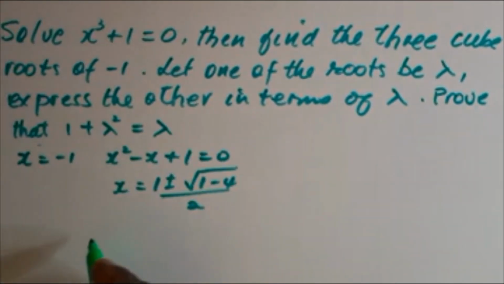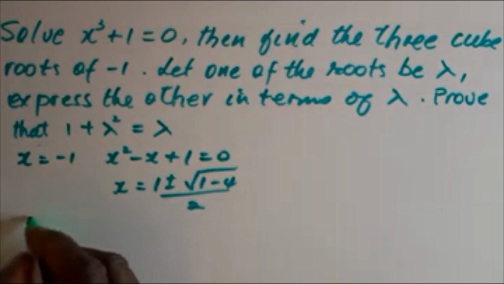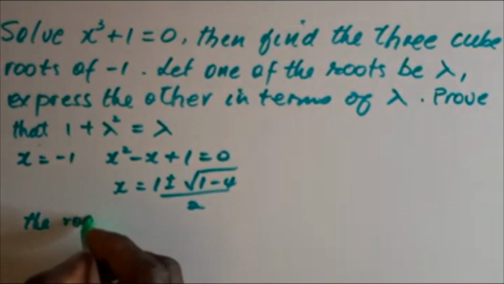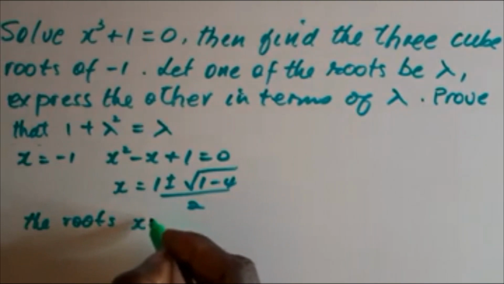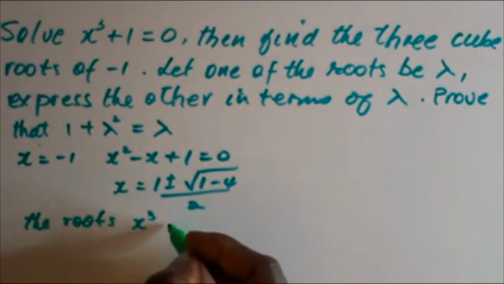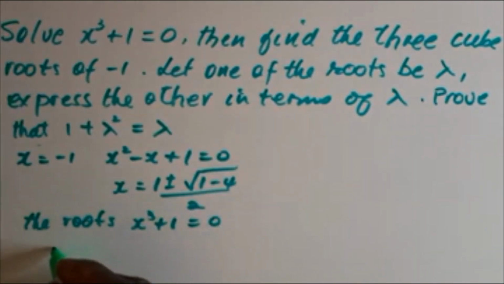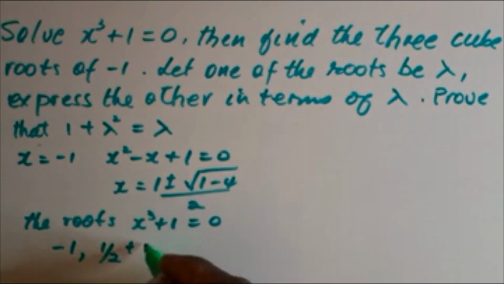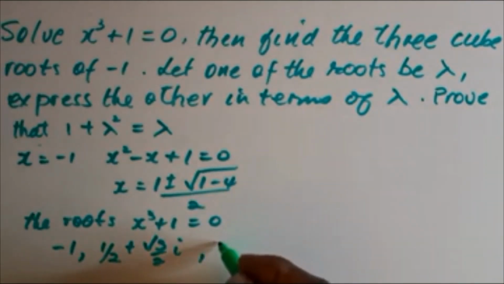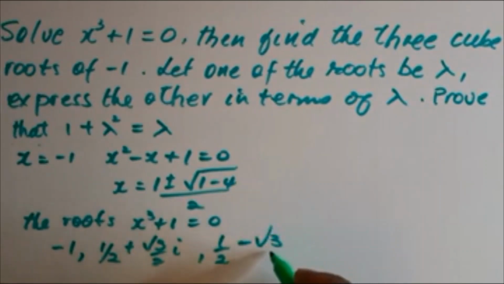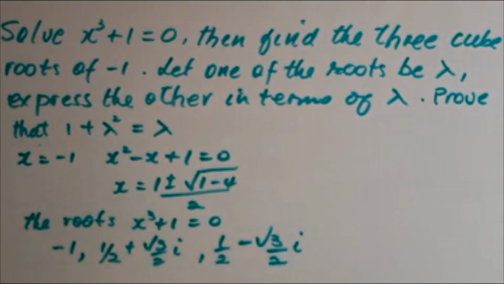So now we have that the roots of x cubed add 1 equal to 0 are negative 1, a half add root 3 over 2 i, and the other, a half minus root 3 over 2 i.